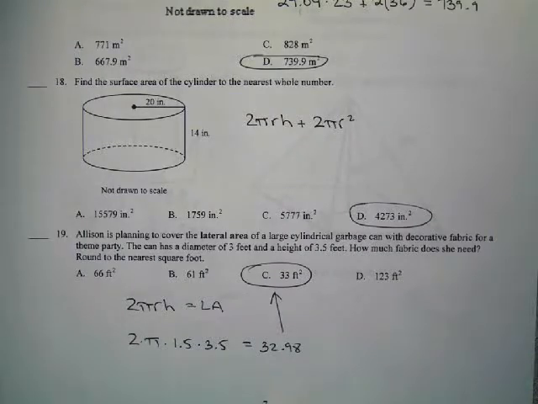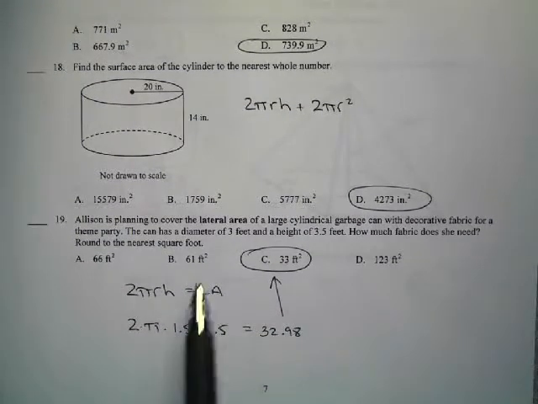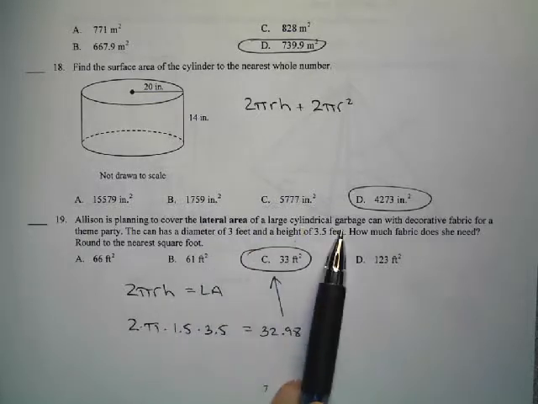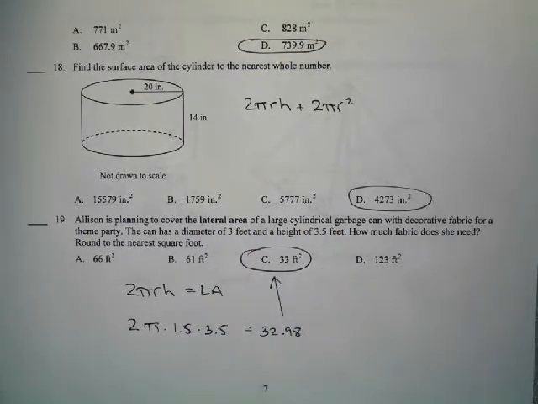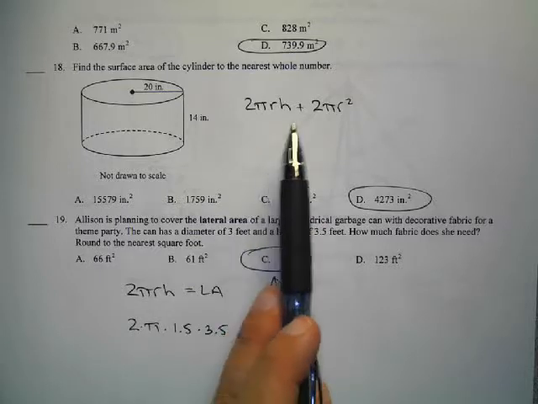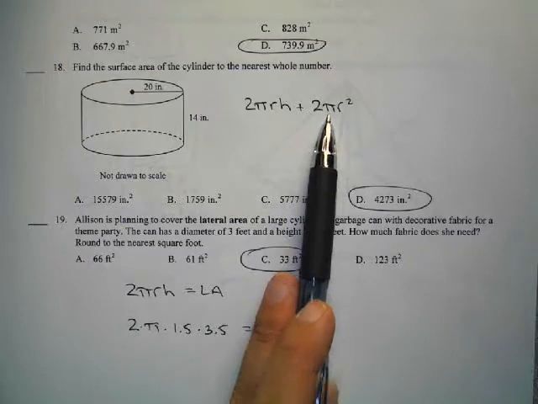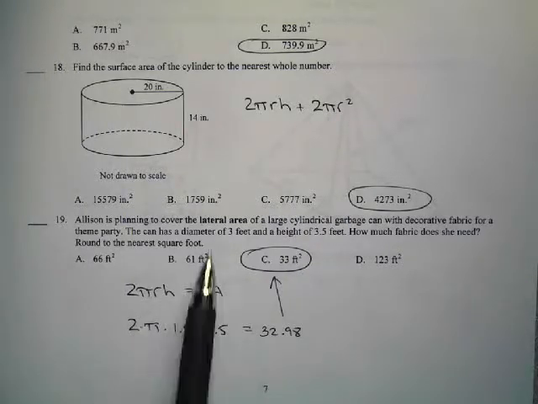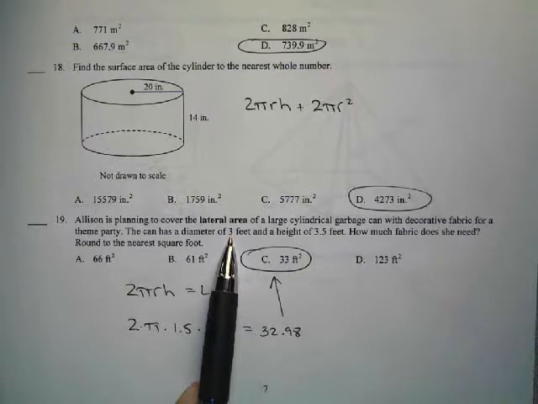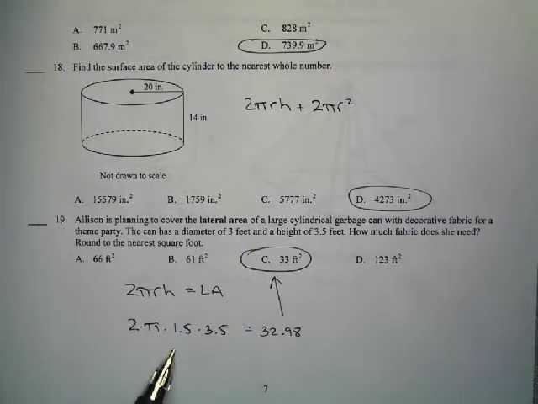For 19, this just wants to cover the lateral area of a garbage can, so we're not going to cover the top or the bottom. So when we look at the formula, the area is everything except for the 2 circles. So we would take off the 2 times pi times radius squared. You also need to make sure that you don't use 3, you need radius, so radius is 1.5. So 2 times pi times 1.5 times the height of 3.5 gives you approximately 33 square feet.